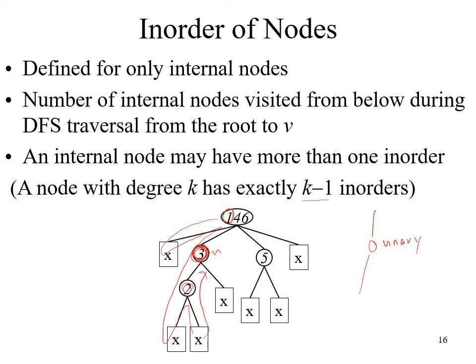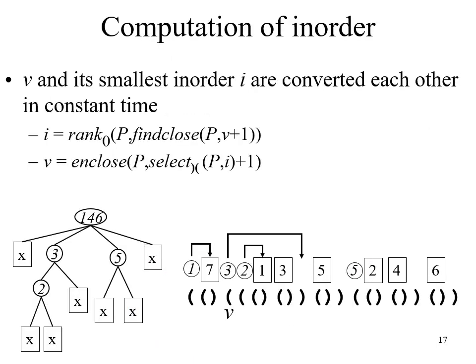But in suffix trees, there are no unary nodes. So any internal node has at least one in-order. Then we can convert the position V and its smallest in-order I in constant time. I already explained this.